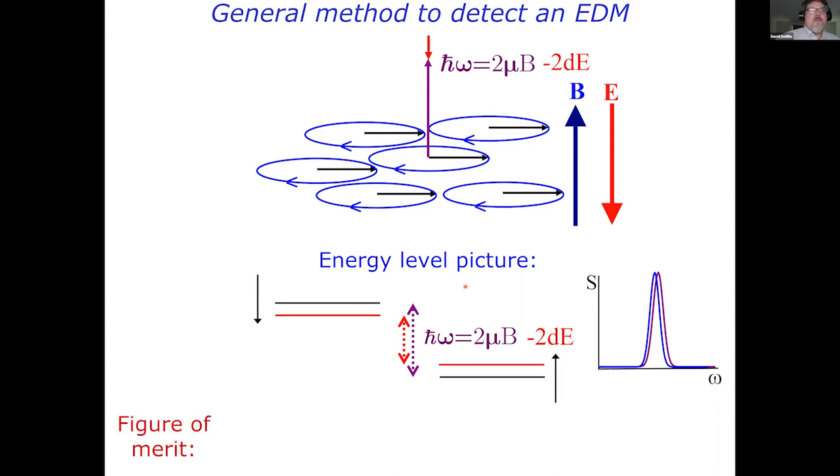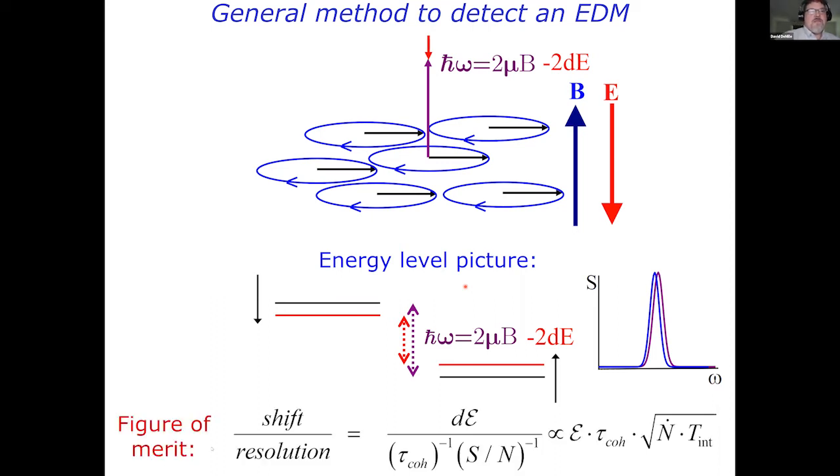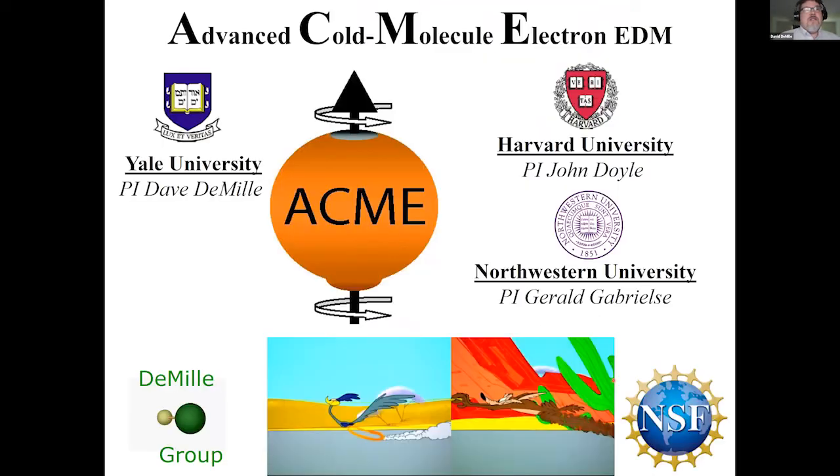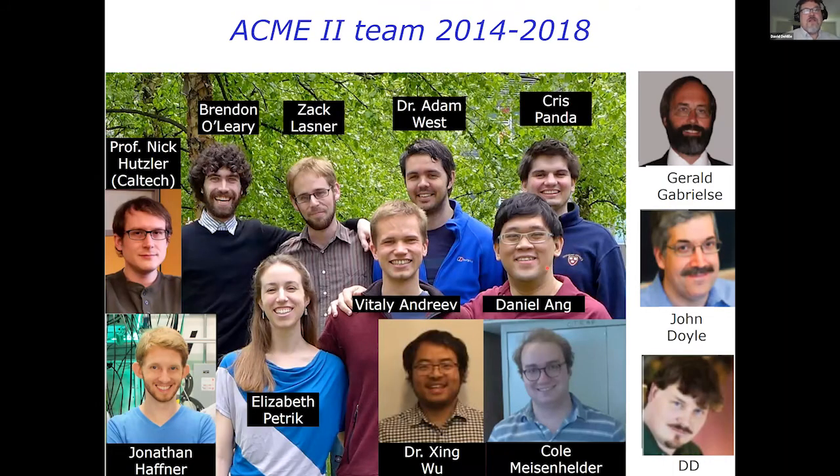And just as before, the figure of merit for this sort of measurement, for the statistical sensitivity, depends on how big the electric field or how big the polarization you apply, depends on the coherence time of the spins, and on the square root of the number of particles, which is a counting rate times an interaction time. So as Stefan mentioned in the introduction, we've been working on this for a while in our ACME collaboration, which is a collaboration between my group and the groups of John Doyle and Jerry Gabrielse. We've had a fantastic group of students and postdocs working on this. This is the group from the latest generation, ACME 2.